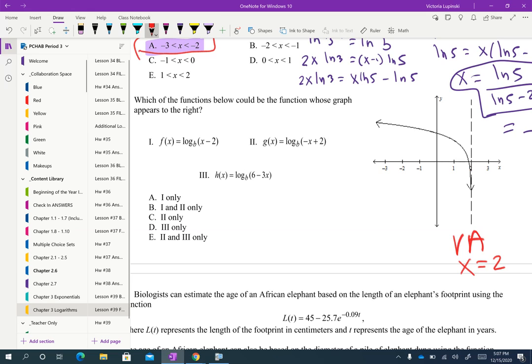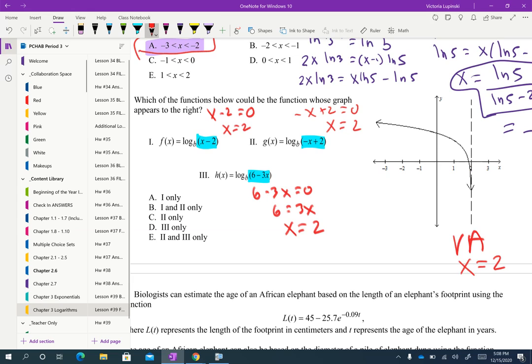I'm going to start with the fact that in order to find the equation of the vertical asymptote, you're going to set each of these arguments equal to 0. If I set x minus 2 equal to 0, I get x equals 2 for the vertical asymptote. If I set negative x plus 2 equal to 0, I get x equals 2. And if I set 6 minus 3x equal to 0, I get 6 equals 3x, which means x equals 2. So just to be clear, in terms of vertical asymptotes, they would all technically be part of it.